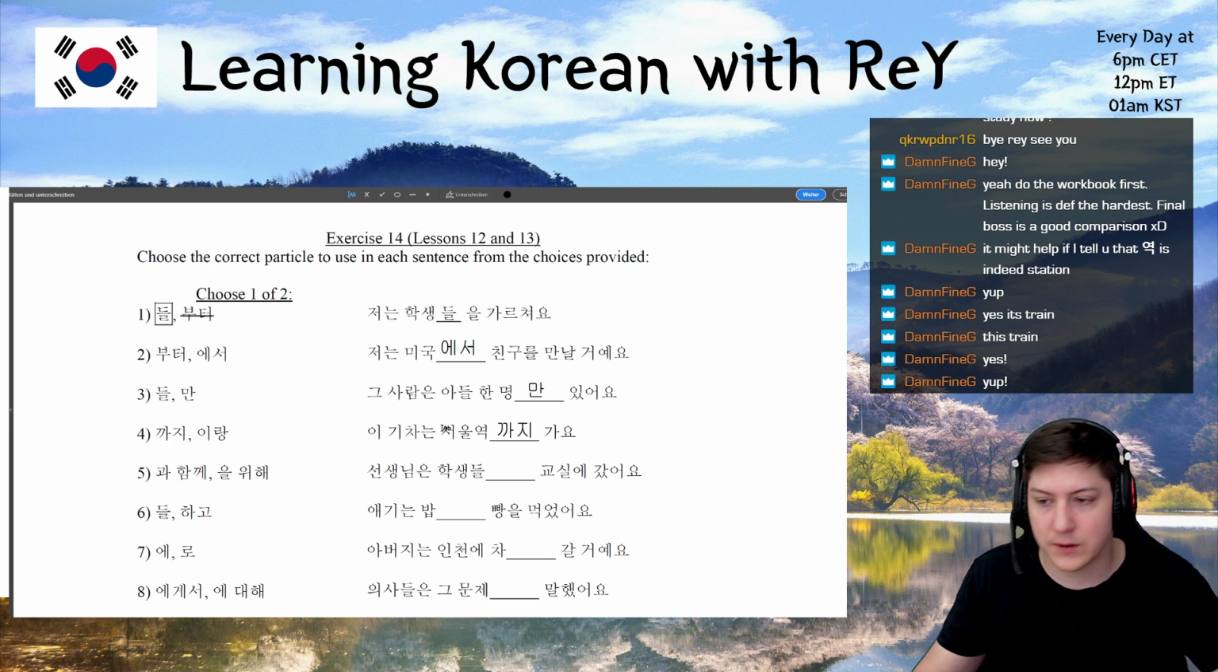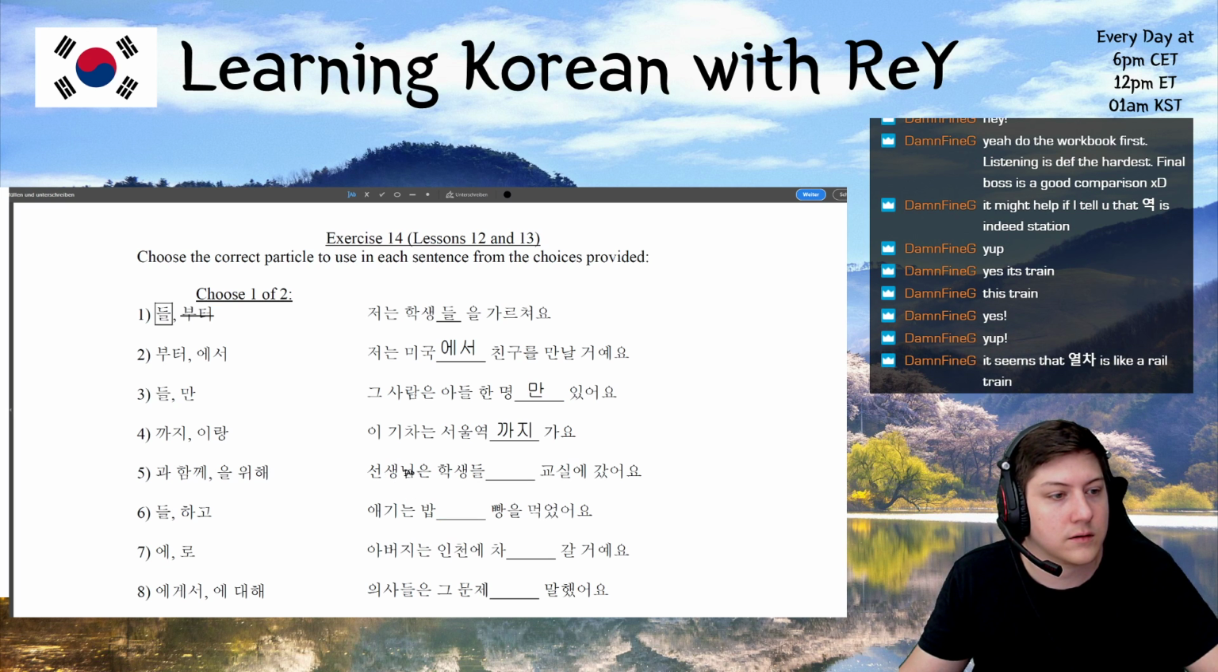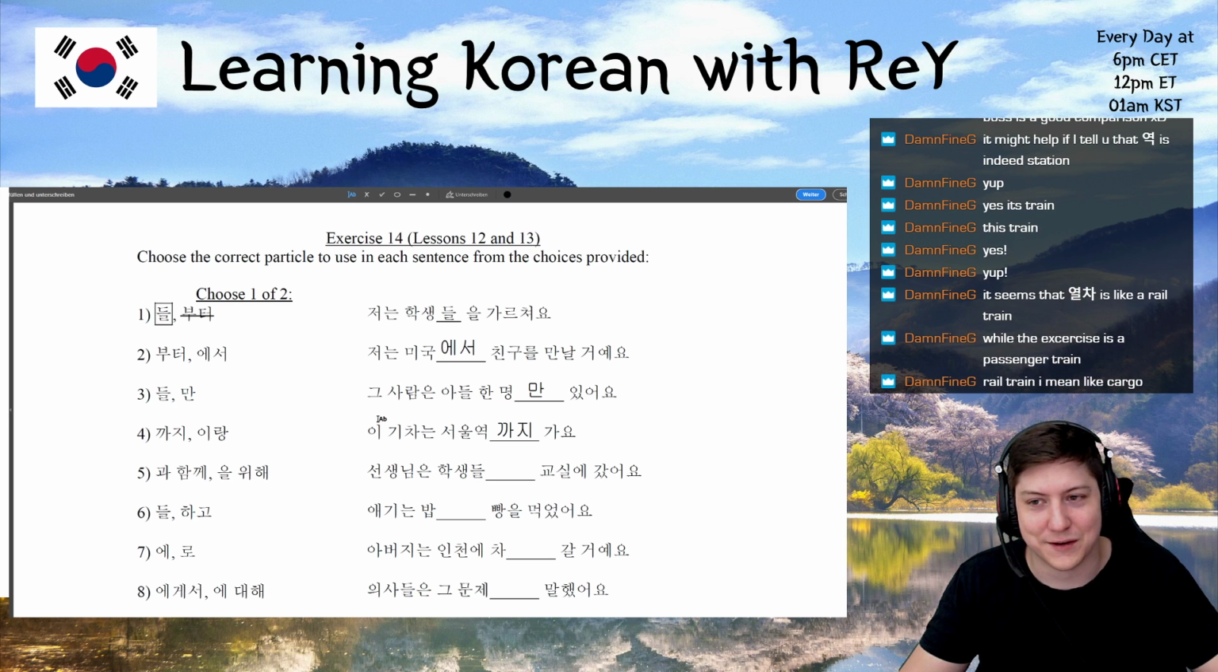Okay, I will take a look at the next one. Something Nimin. It seems like Yolcha is like a rail train. Aren't all trains on rails? While exercise, the one in the exercise is a passenger train. Isn't a passenger train also on rails? Maybe I'm too bad at English to see the difference, but cargo. Okay, okay, I see.